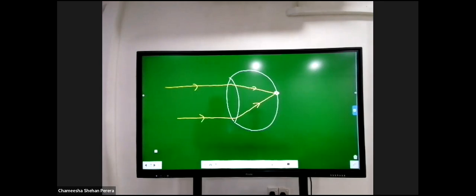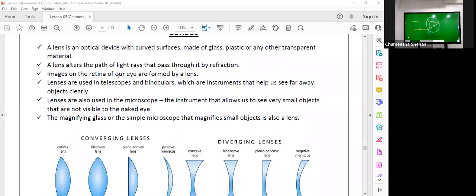So within brackets, in front of retina, right? A convex lens. Image formed by a lens, within brackets, a convex lens, right? Eye has a convex lens, right? Next part.